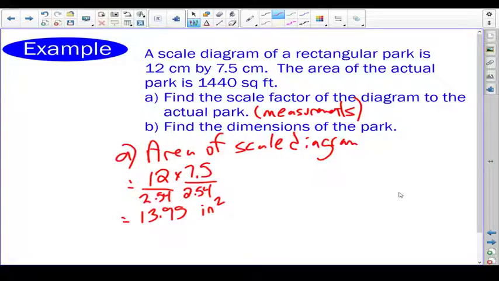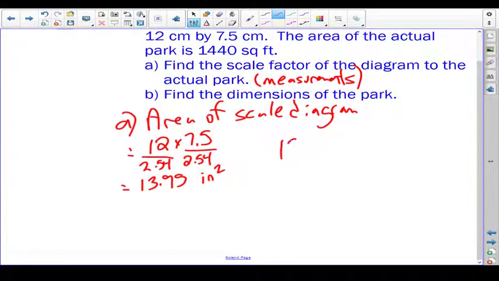Okay? And it's important that we are in the same type of measurement, either both in metric or both in imperial. Because now we can compare that to 1440 square feet a lot easier to find a scale factor. So what I can do is take 13.95 inches squared and compare it to 1440 square feet. Now, the thing of it is though, I have to take this and convert it into square inches.